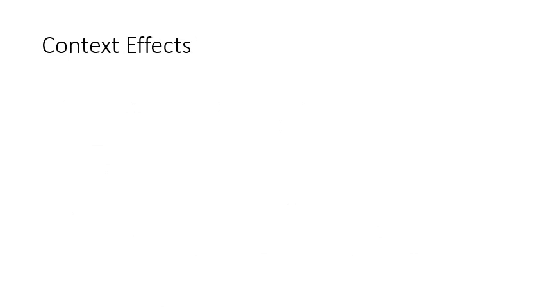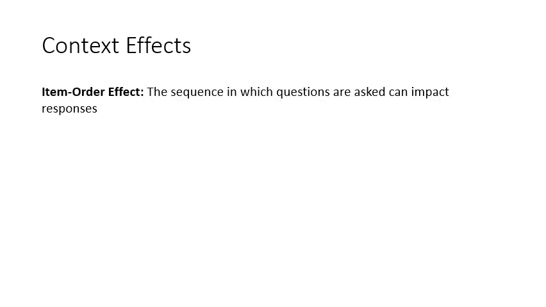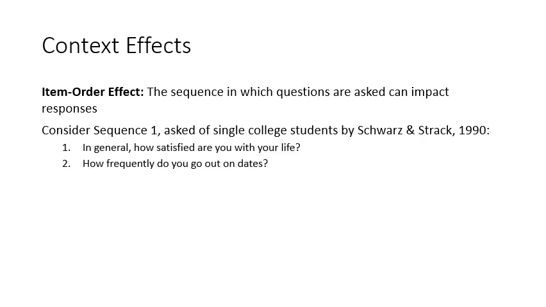Context effects are another thing that can emerge. And context is like the background in which a question occurs. And so we talked about order effects earlier with certain kinds of stimulus in experimental research, and now we're talking about the order effect for the presentation of items on a survey. And so that order or sequence in which questions are asked can impact responses. So this is a study by Schwarz and Strack, 1990, an example from your book.